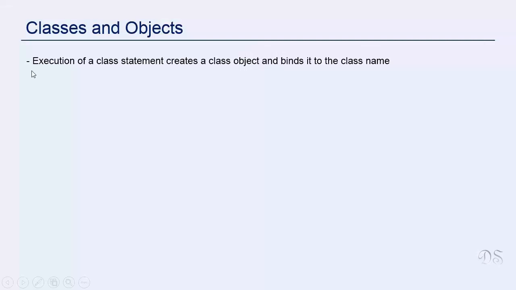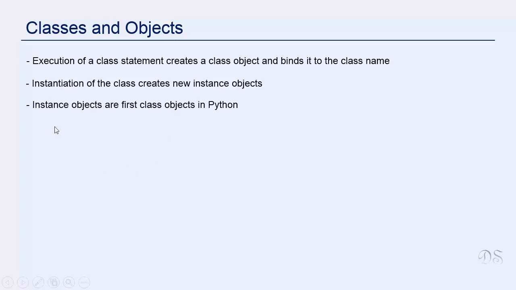We define a new class using the class statement. And when a class statement executes, it creates a class object and binds it to the class name. Instantiation of the class creates new instance objects. To instantiate the class, we have to call the class object with a pair of parentheses. The instance object is like any other object of Python. It can be used as an element of a list, tuple, dictionary, or a set. It can be passed to a function as argument or can be returned from a function.